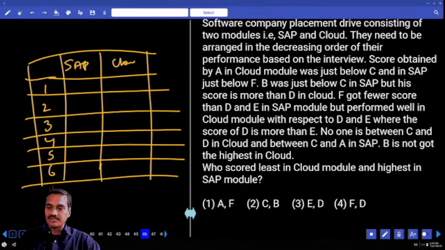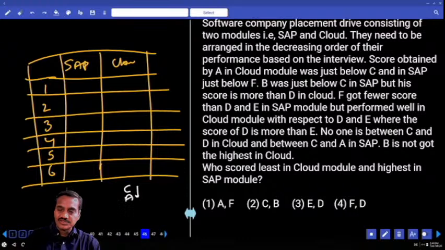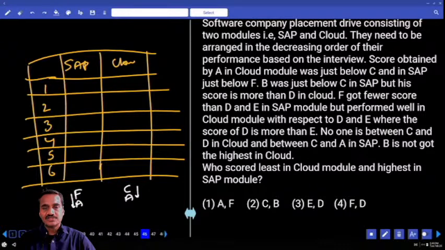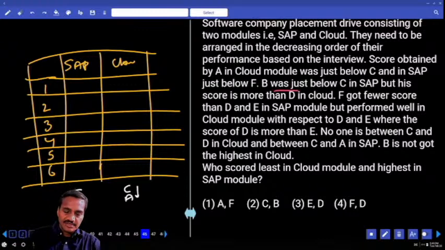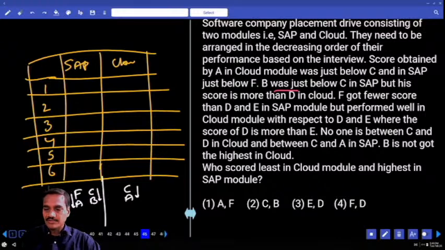And the score obtained by A in cloud module was just below C. Cloud module, A is just below C and in SAP just below F. Now score by A is just below F. A and F must be like this. And A is just below F in SAP, and A is just below C in cloud. And next one. B was just below C in SAP. Now B is just below C in SAP. B and C must be together. But his score is more than D in cloud. And B score is more than D.